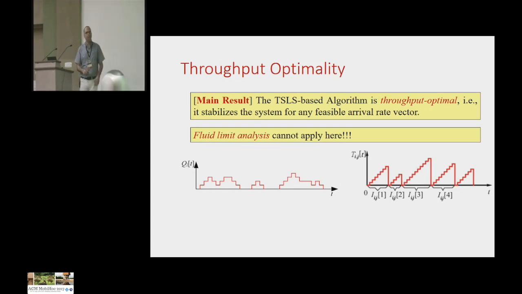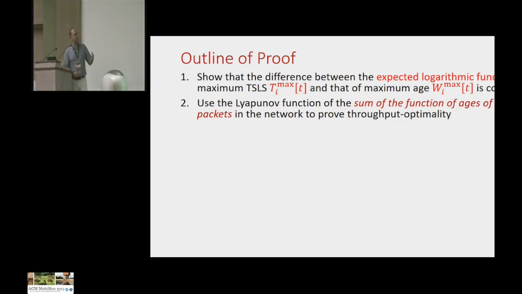So the fluid limit analysis that was used before for age and such doesn't apply. We have to take a different way of proving it. Essentially, the proof goes through two steps. The first step has to do with relating this function, in the specific case the logarithmic function of the Ti max, that's the weight of the link, with the maximum age at that link. So instead of this time since last service, we want to relate to the age metric.